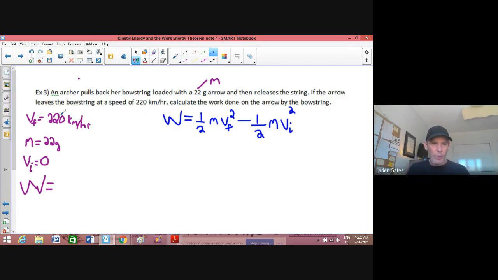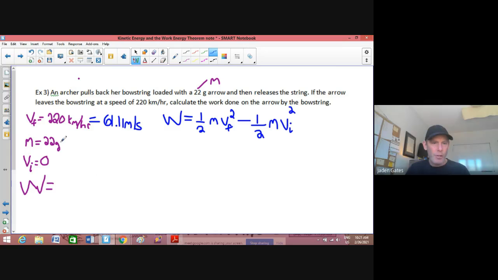Because we don't use kilometers per hour. Just like in my last example, when I went from meters per second to kilometers per hour, I times by 3.6. Well, when you're going the other way, you divide by 3.6. So 220 kilometers per hour, 220 divided by 3.6 is going to be 61.11 meters per second. All right, so there.